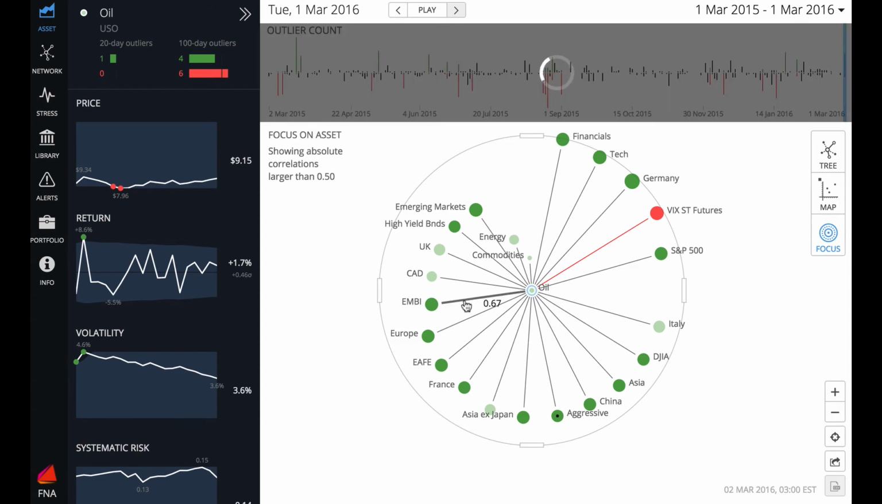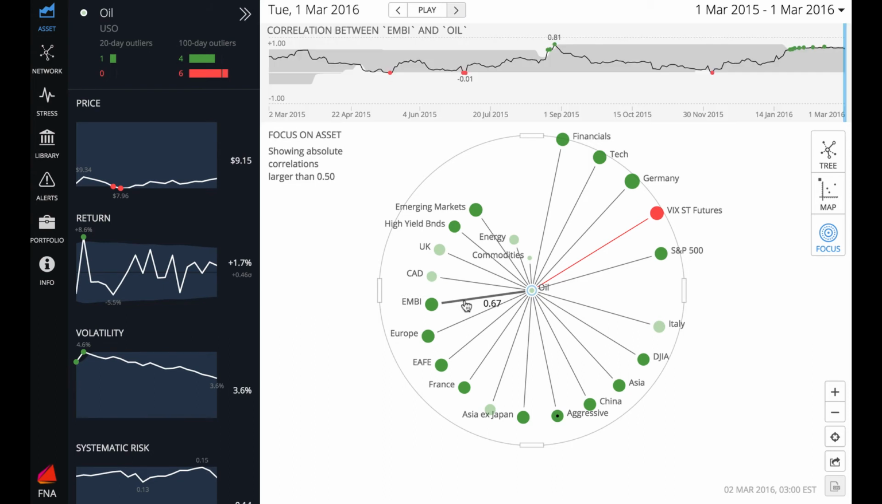Emerging markets bonds are also highly linked to oil right now, currently at 0.67, close to its 100-day high of 0.74. You can see this relationship is not as stable. You can see that the correlation was slightly negative earlier in the year, and in 2014 there was a stronger negative correlation at certain points in time actually.